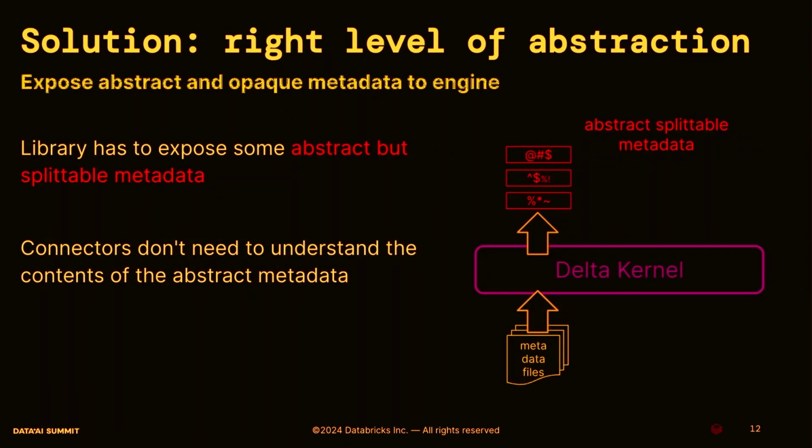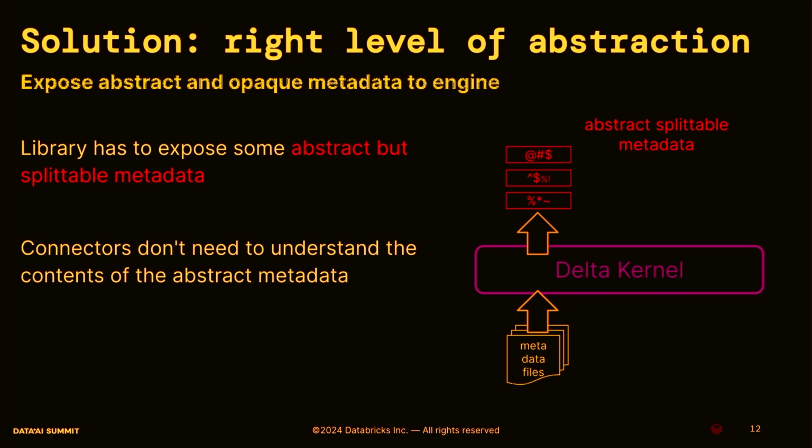So to solve these, you have to have the library expose data at the right level of abstraction. For example, just exposing the data is not sufficient. You have to expose the metadata in a certain way. But remember, we want to isolate all connectors from the details of the specification of the Delta protocol. So we don't want to expose the raw metadata that everyone has to dig deep to understand what is in it. Rather, we want to expose some sort of abstract metadata, which the connector can consider as opaque.